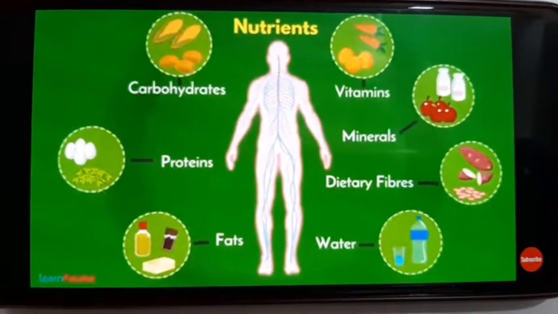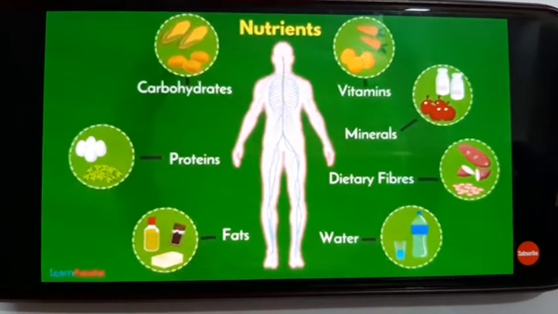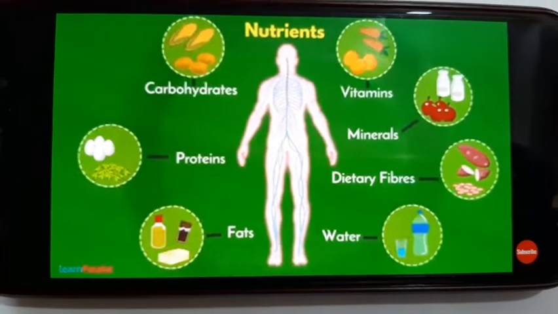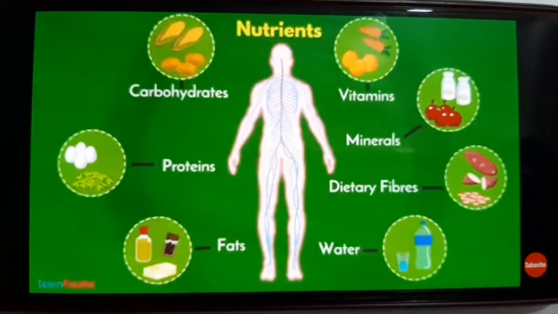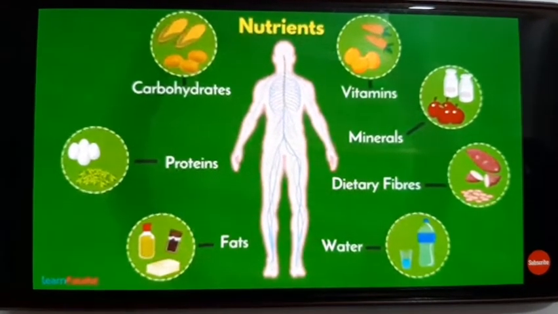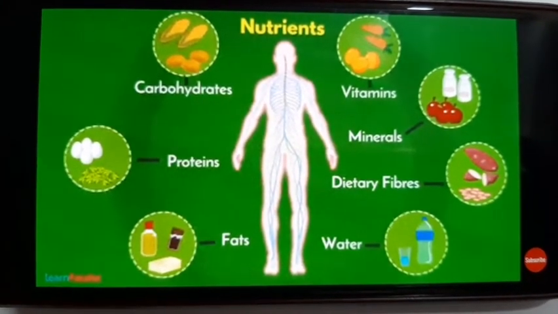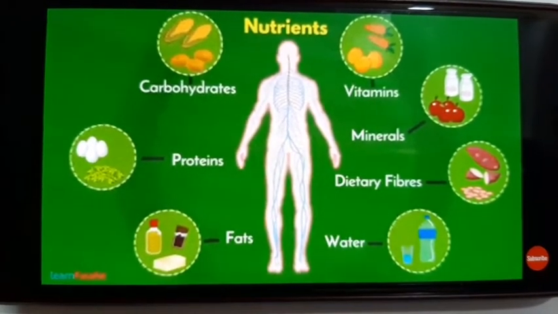Chapter 2, Components of Food. In the previous sessions we discussed the sources of food, that is broadly plant sources and animal sources of food, and why food is important. Today in this interactive session we will discuss the components of food items.